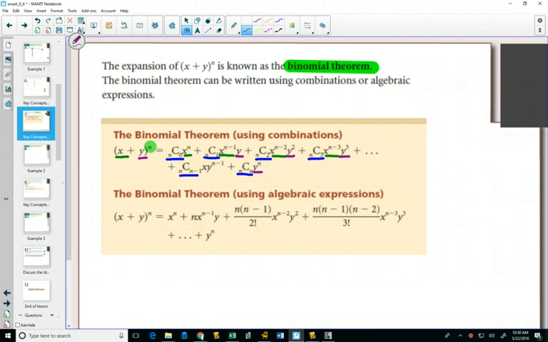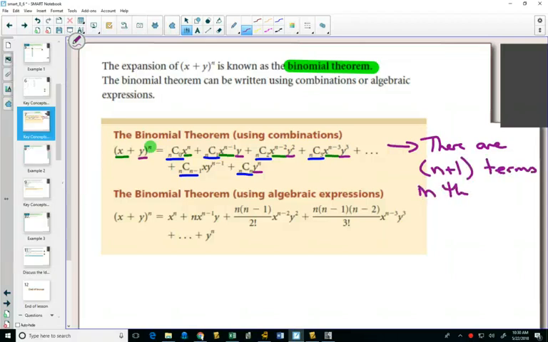Some other patterns that we noticed is that there are n plus 1 terms in the expansion. So if your exponent is n, you'd have one more than that for how many terms in total you have in your expansion.